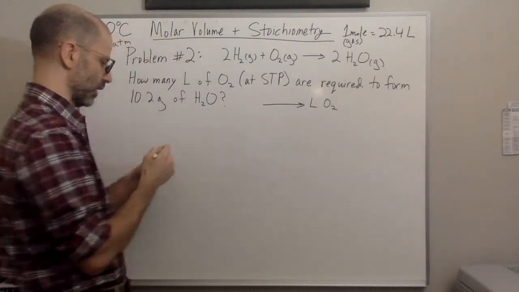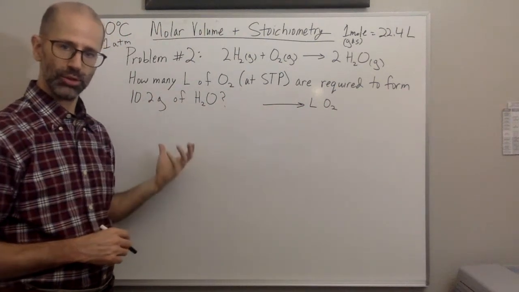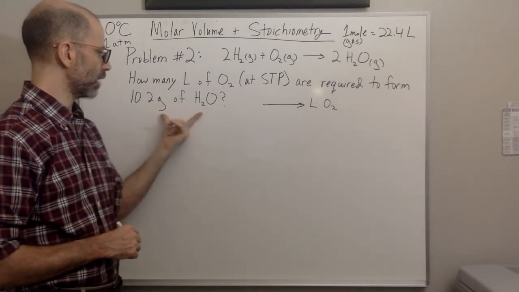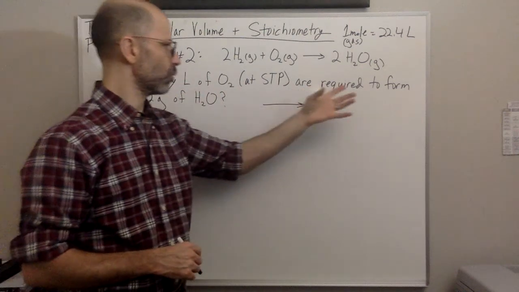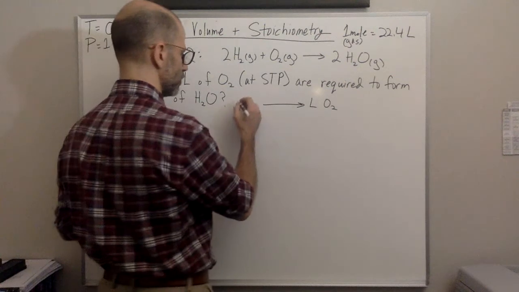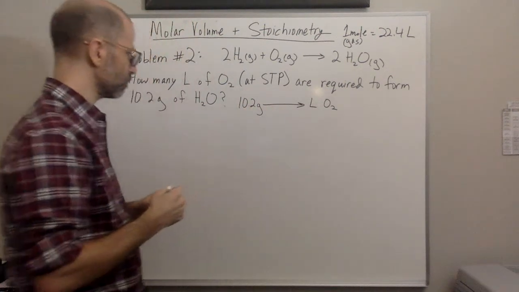But where are we going to begin? So you keep reading the question. The end of the question tells you the beginning. So 10.2 grams of water. How many liters of oxygen are required to form 10.2 grams of water? So we're going to have to start with 10.2 grams of water.